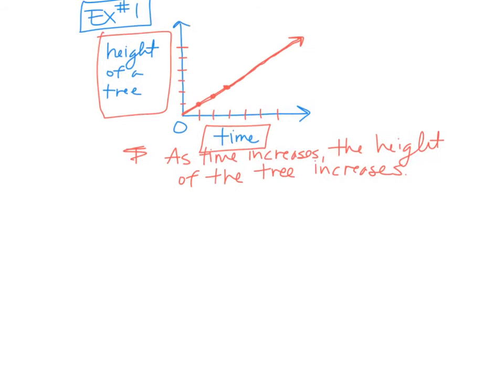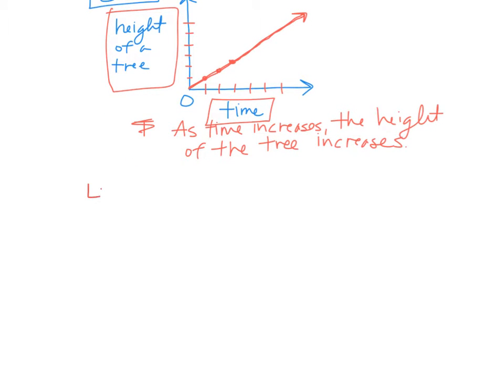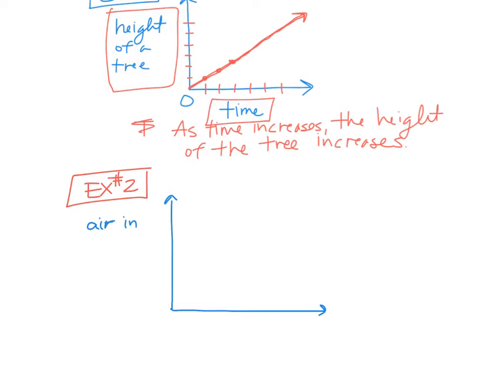What would this one be then? Example 2. If I give you this side over here is the air in a balloon. And this is time. Okay, I'm going to give you the graph for this one, and then we're going to fill in the different pieces of the graph.